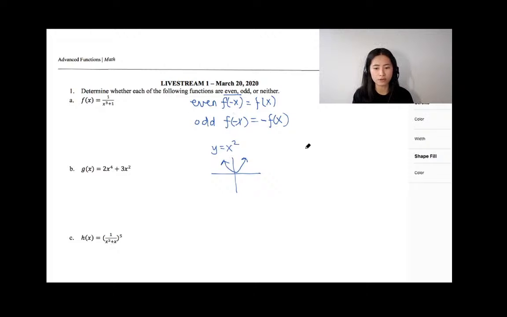But for an odd function, let's say you're looking at y is equal to x cubed, which is a cubic function. Okay. So your symmetry is actually 180 degrees, right, over here. And you have a point symmetry, to be specific, right here.